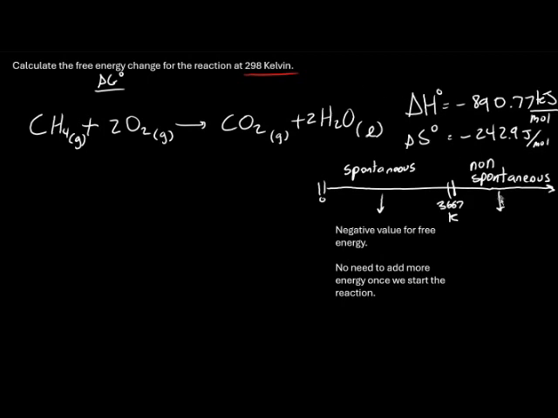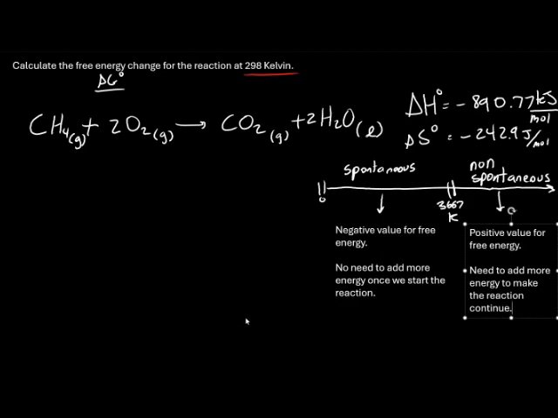For reactions that are not spontaneous, which this reaction would become above our mark, we would have a positive value for free energy. If we have a positive value for free energy, that means we would have to keep adding more energy once the reaction starts in order for it to continue. Now, our 298 Kelvin that we've been given would fall into the spontaneous region, and we would expect to get a negative value for free energy when we do the math. But let's talk about the math now.